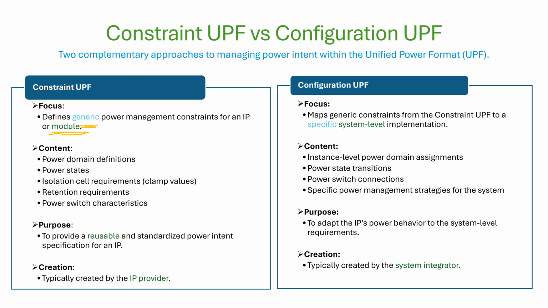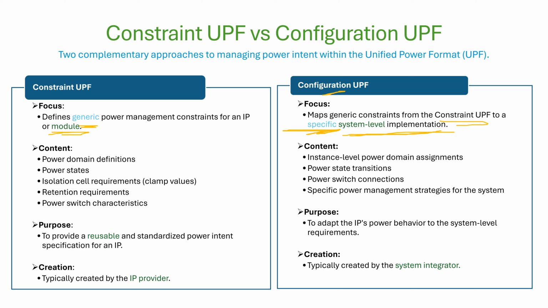It defines generic power management constraints for an IP or a module. Whereas the configuration UPF is not generic, it is specific. So we cannot reuse the configuration UPF, whereas the constant UPF we can reuse. The configuration UPF maps the generic constraints from the constant UPF to a system level implementation. So they are complementary.